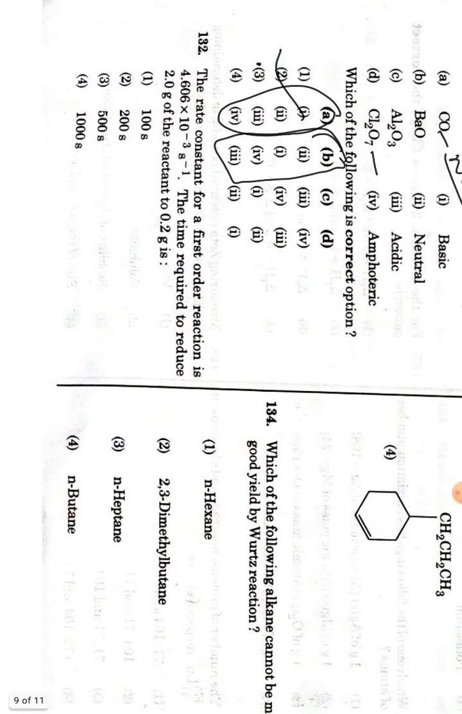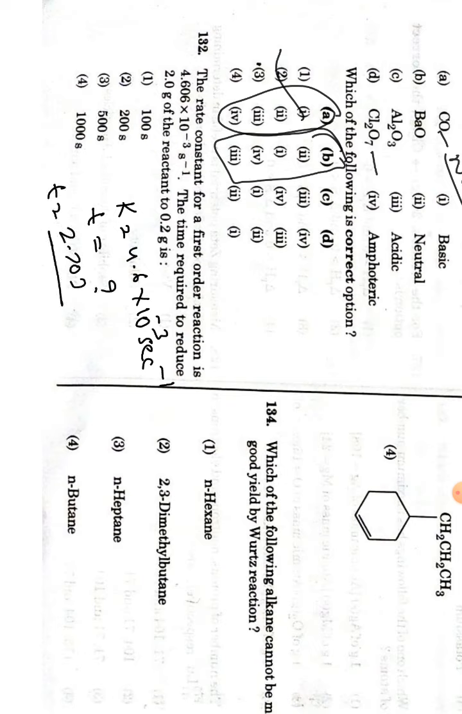This is one of the questions for kinetics. Rate constant k is equal to 4.6 x 10^-3 second inverse. Time required is asked. For a first order reaction, t = 2.303 / (4.6 x 10^-3) log (2 / (2 x 10^-1)), that is 0.2. It will be log 10, that is 1. So 2.303 divided by that, it will be around 500 seconds, right?